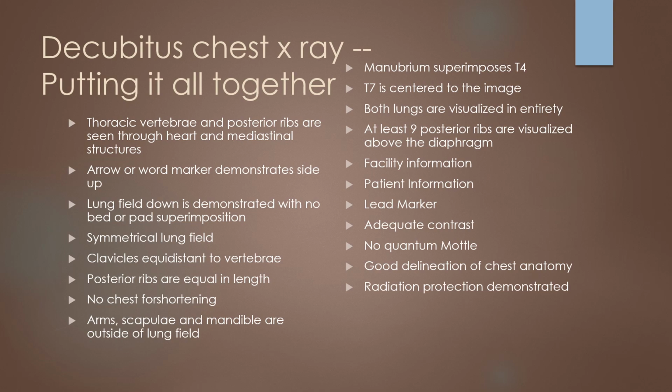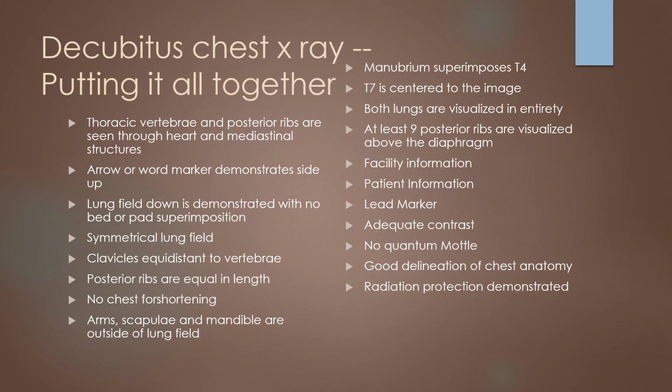So when we put it all together for our decubitus chest x-ray, we want to see that thoracic vertebra and posterior ribs are seen through the heart and mediastinal structures. This tells us that we have adequate penetration. Our kVp was acceptable. We want to see an arrow or word marker that demonstrates the side up. So usually it will be an up arrow on the upside, just to demonstrate how we positioned that patient. The lung field down should be demonstrated with no bed or pad superimposition. And we want to make sure that we see the entire rib cage inside of the IR.